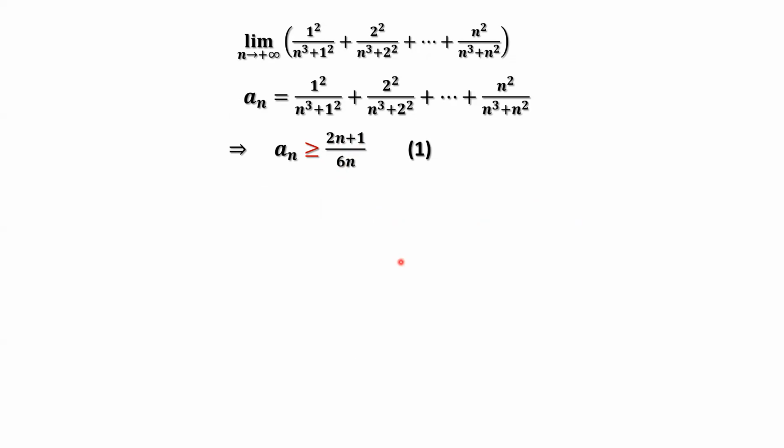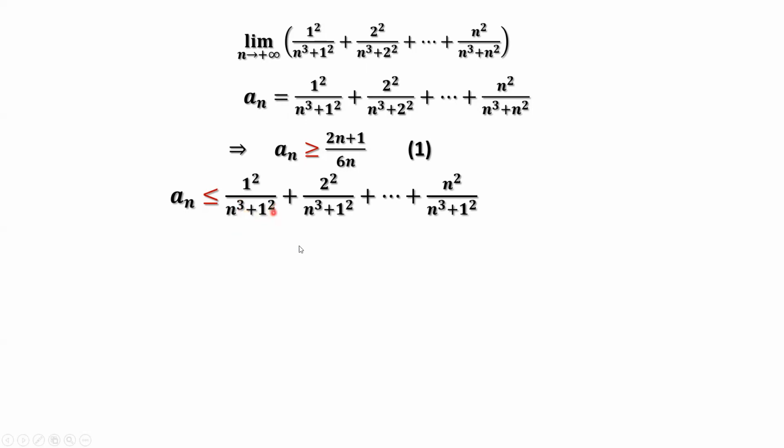Similarly, we can decrease each denominator to the smallest denominator, n to the power of 3 plus 1. The denominator is decreased, so this fraction is increased. Therefore, the sum is increased. Then we have this inequality, less than or equal.